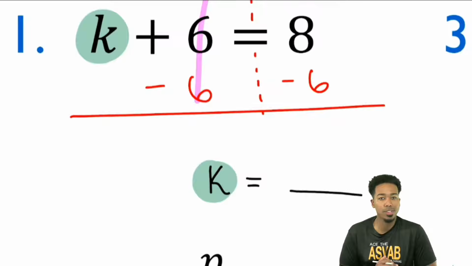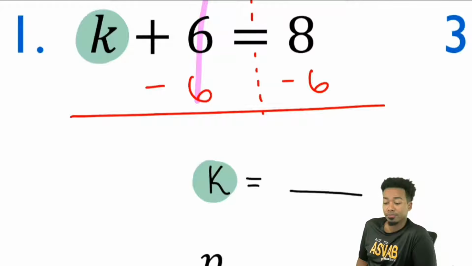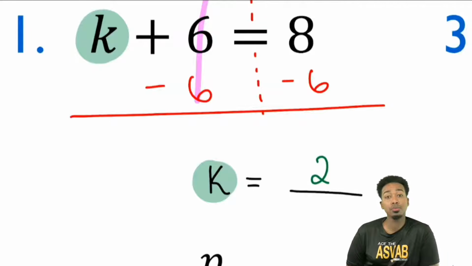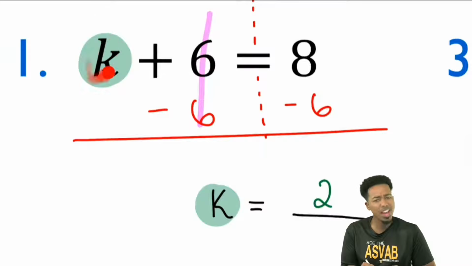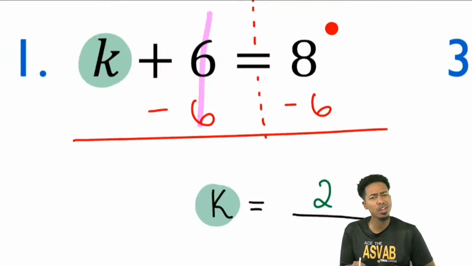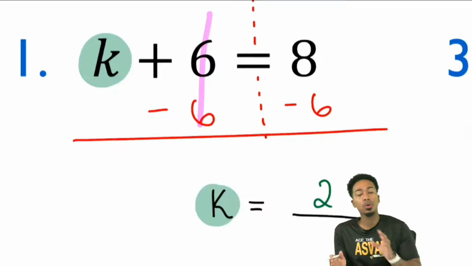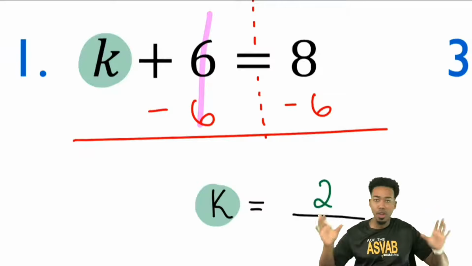And now all we have to do is ask ourselves, what is 8 minus 6? 2. And that's it right there. And k equals 2. And if you wanted to see if that works, you absolutely could, everybody. If you change that k out right here with 2, is 2 plus 6 equal to 8? Is that true? Right. Absolutely true.